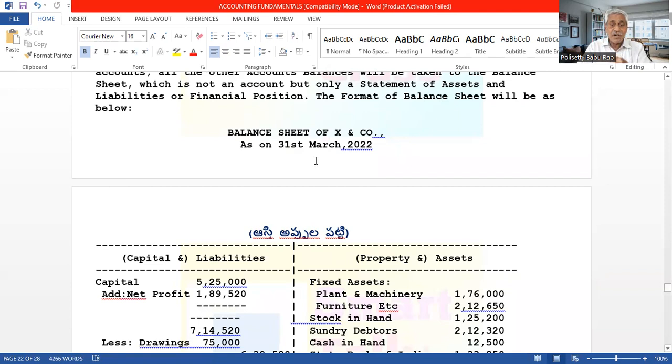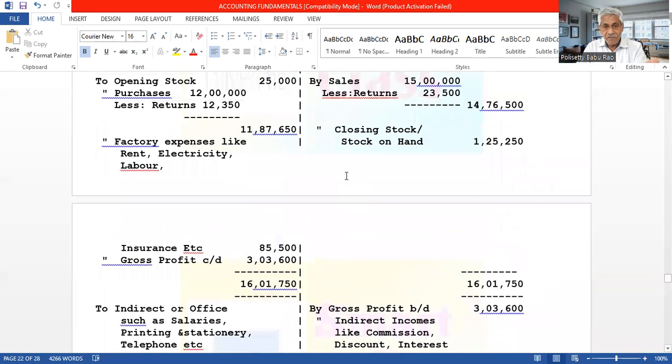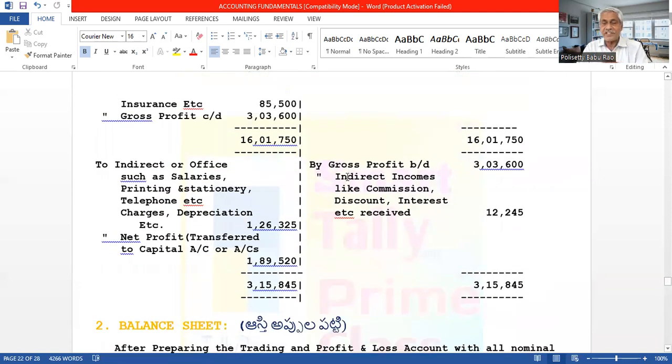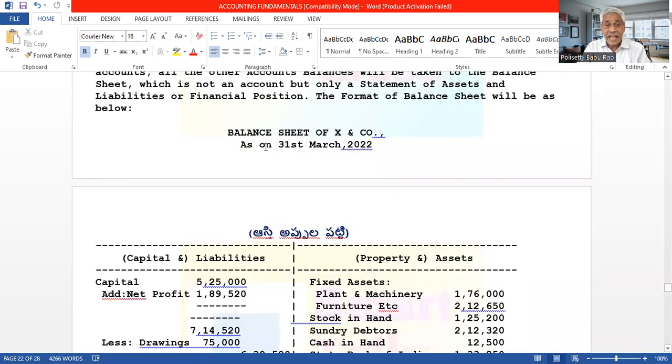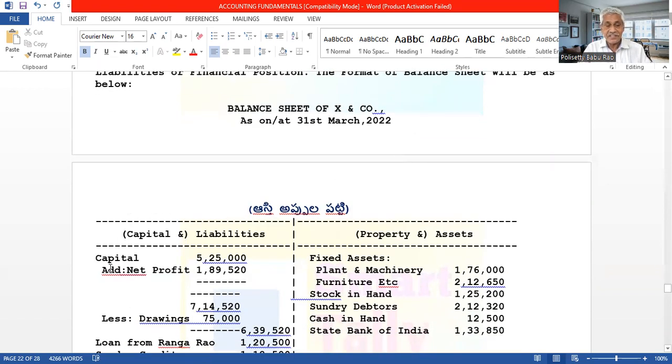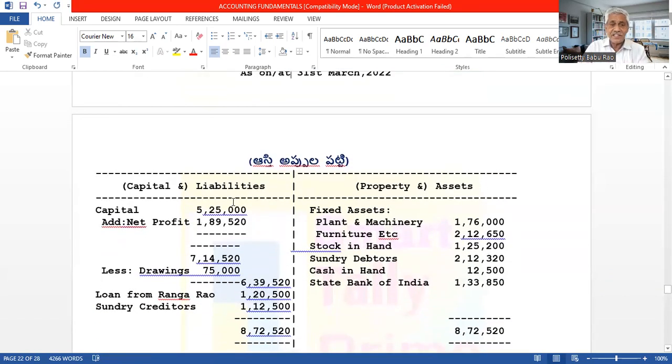That's why we are looking, on a particular date, at what the position is. On the last day of the year, when we are making the final accounts, on that day, what is the position? That's why it's written as on 31st March 2022. The balance sheet is also divided into two parts. Left hand side liabilities, right hand side assets, we write like that. But these liabilities we can write as capital and liabilities also, and this is called property and assets also.